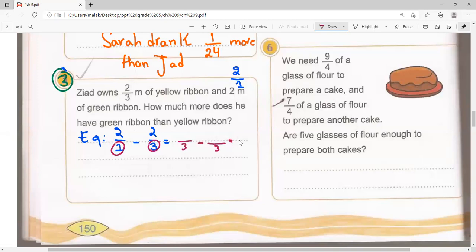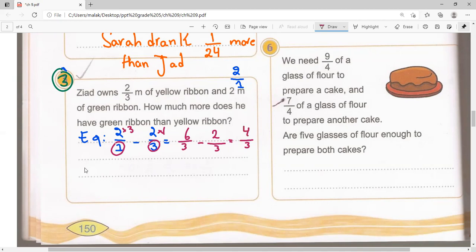Which number in table 1 gives us 3? 3. Which number in table 3 gives us 3? 1. 2 times 3 is 6, and 2 times 1 is 2. Then let's subtract both. It will become 4/3. 6 minus 2 equals 4, and the denominator stays the same.